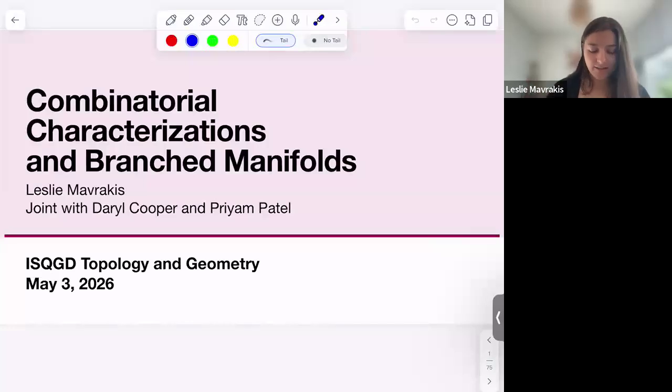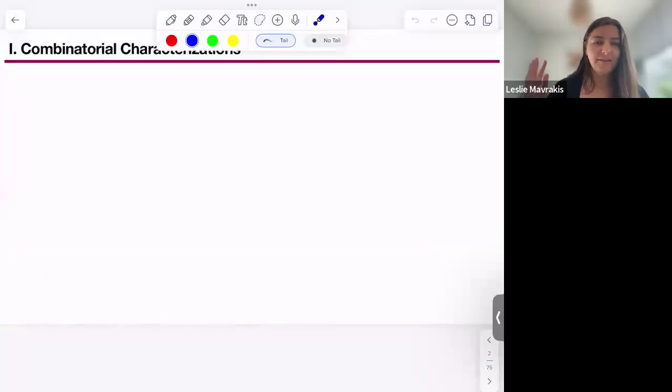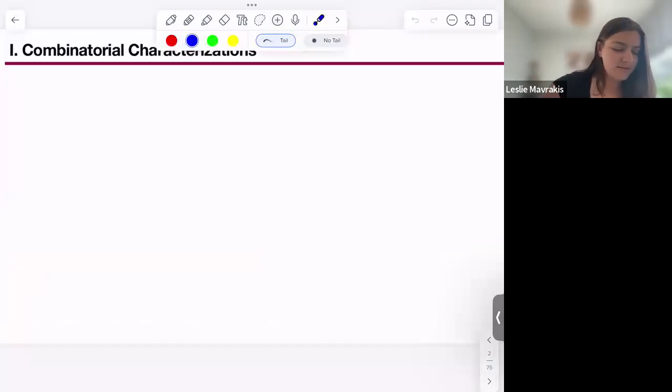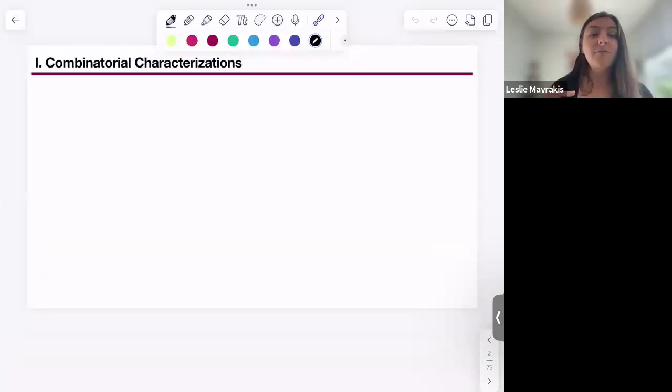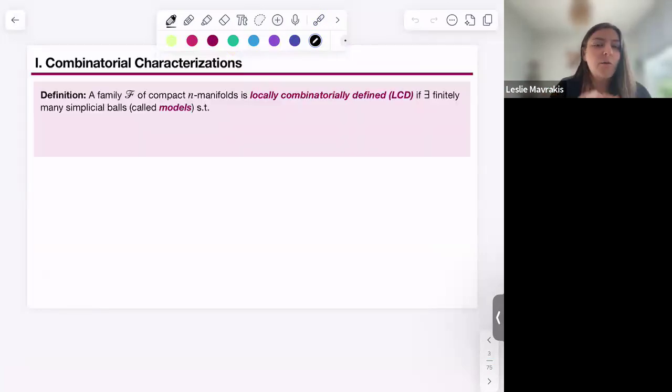So I just want to jump in and give you what I mean by a combinatorial characterization. A family of compact n-manifolds is locally combinatorially defined, but that's a mouthful, so what I'll say for the rest of the talk is LCD.